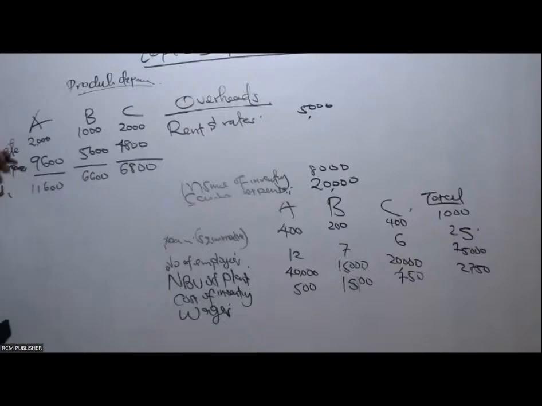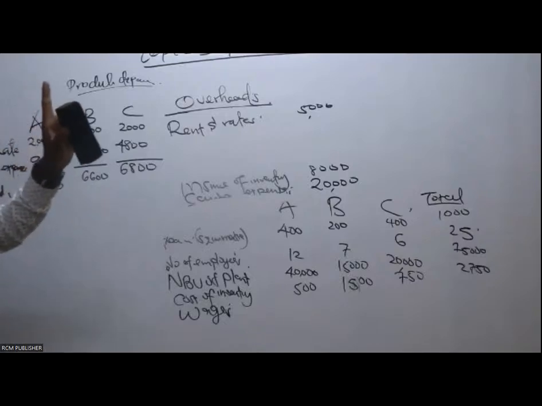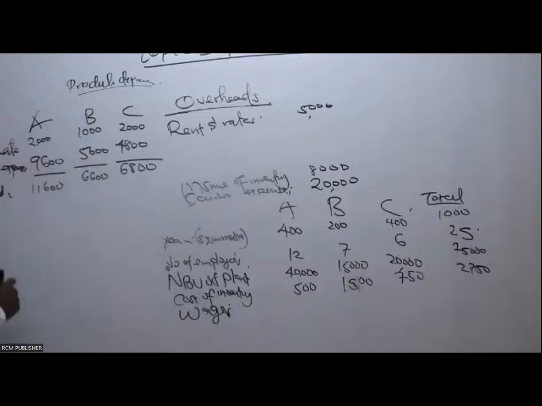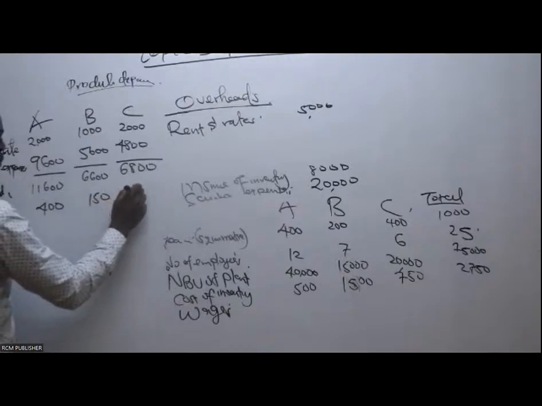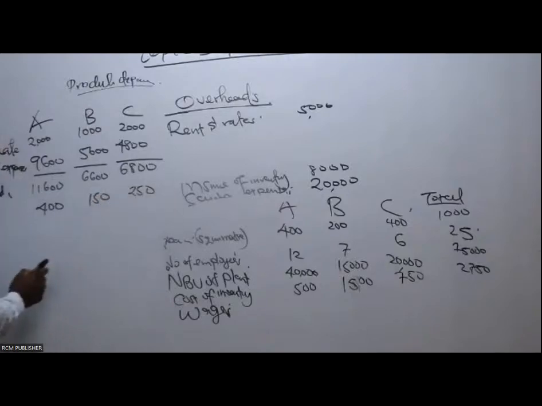Then somebody tells you to give them the cost per unit. So I have now units produced in each department. I have 400, I have 150, I have 250. So let us now get the cost per unit of output. My good student should give me this 11,600 divided by 400.